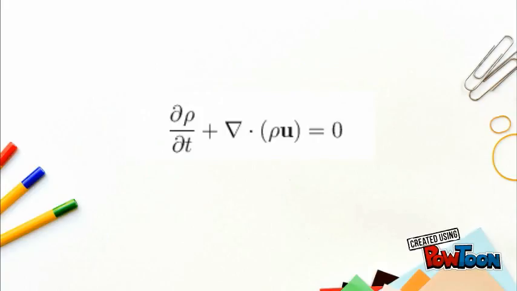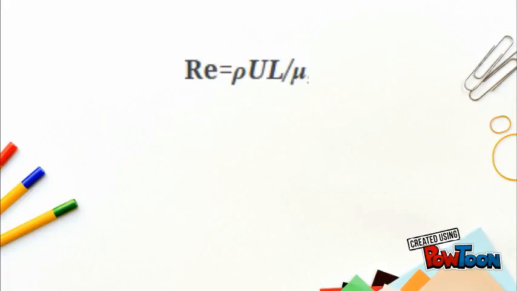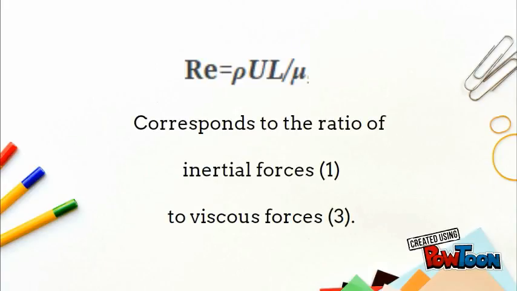Hi, and good evening. I'm going to explain about the Mach number and Reynolds number. The Reynolds number formula is shown on the screen, which corresponds to the ratio of inertial forces to the viscous forces. It measures how turbulent the flow is. Low Reynolds number flows are laminar, while higher Reynolds number flows are turbulent.